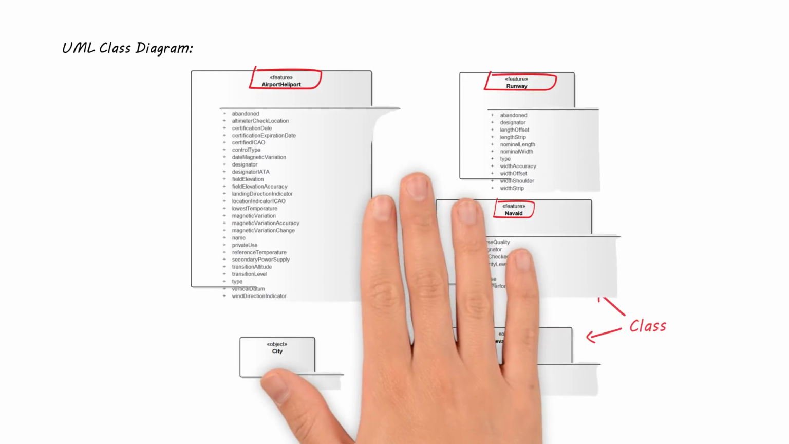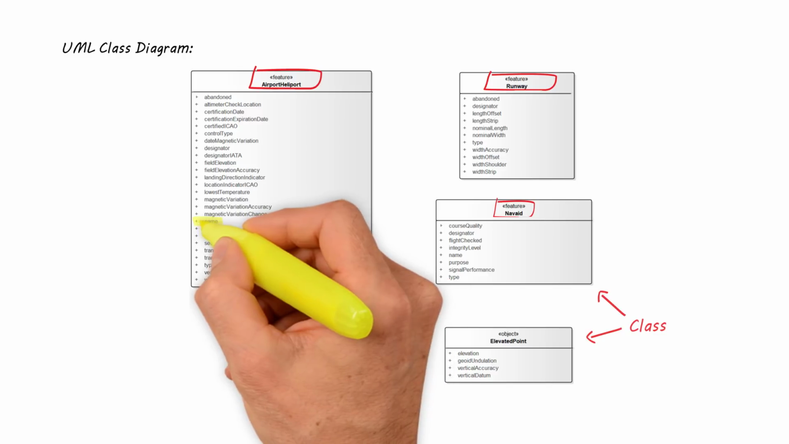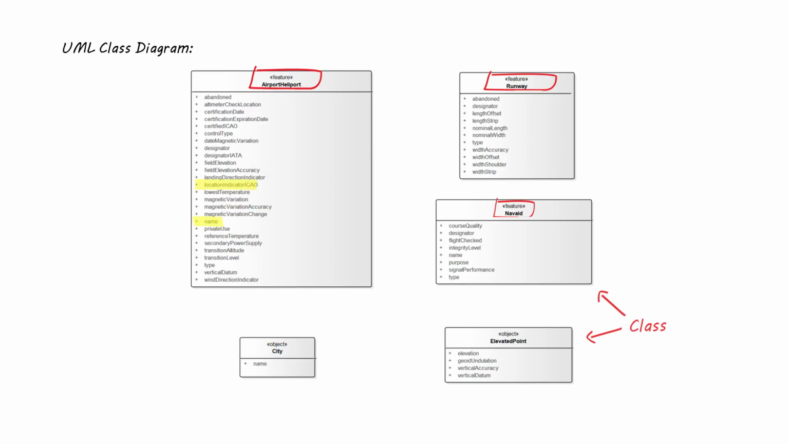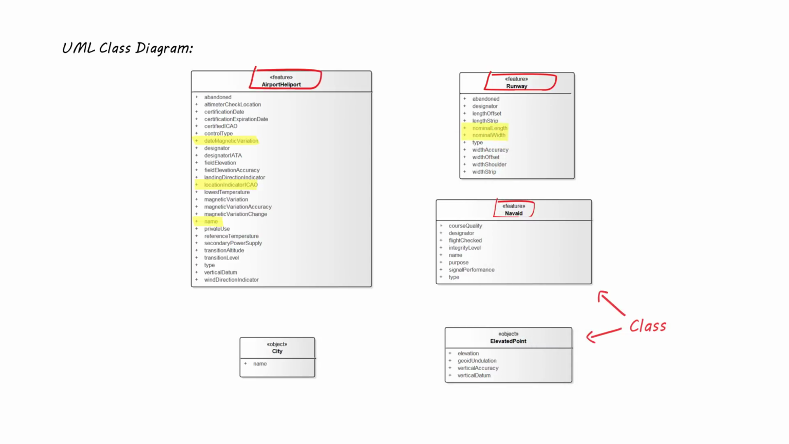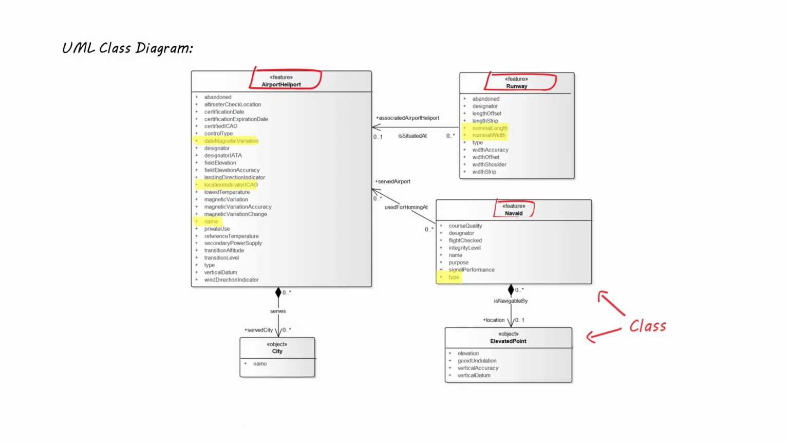Features and objects then have attributes, which are used to describe the characteristics. For example, an airport has a name, maybe an ICAO location indicator, a date when the magnetic variation was measured, and many other attributes. A runway has a length and a width, a navaid a type, and so on. Features and objects have also relationships between each other, of certain multiplicity.